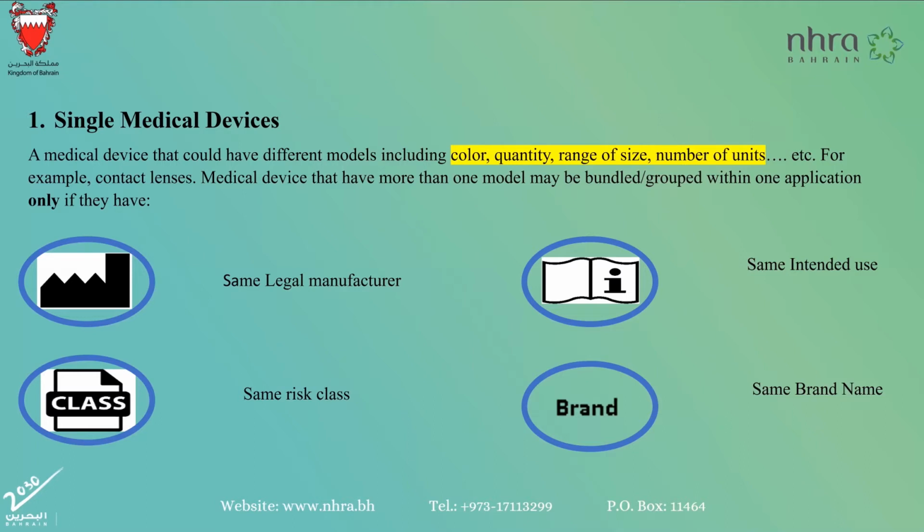A good example for this group is contact lenses. Contact lenses can come, for example, in different colors. So in this case, if they fulfill the criteria we just covered, which are the same legal manufacturer, same intended use, same risk class, and same brand name, then they can be bundled in a single application, regardless of their quantity. Contact lenses also come in different quantities, like a pack of 6 or 12, etc. In this case, different packs can be bundled together also using the single medical devices bundling, if they also fulfill the other 4 criteria. But just to be clear, different brand names of contact lenses cannot be bundled together.